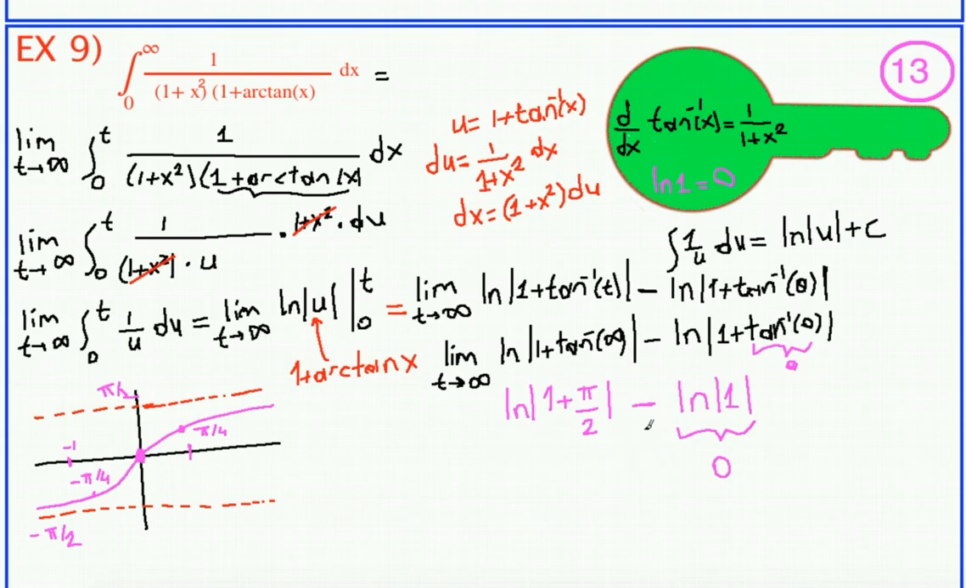Okay, so this is the answer. ln of 1 plus pi over 2 minus 0 is still ln of 1 plus pi over 2. So this is the answer. And ln of 1 plus pi over 2 is a finite value, so our integral is convergent.